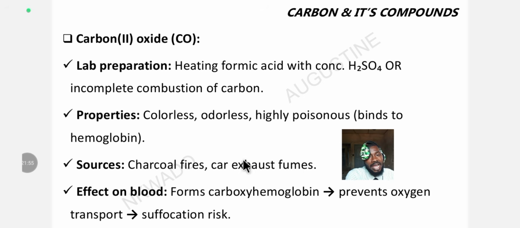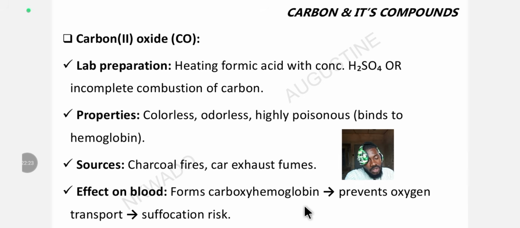So what are the effects of carbon monoxide on blood? Jamb has set questions on this, so read and know it. When carbon monoxide binds with hemoglobin in the blood, it forms carboxyhemoglobin. And this compound is more stable than the hemoglobin itself.